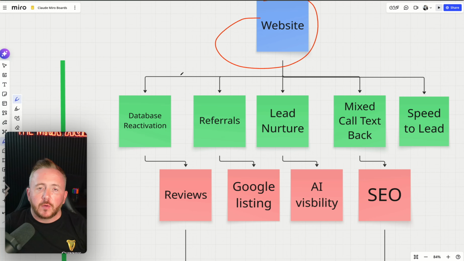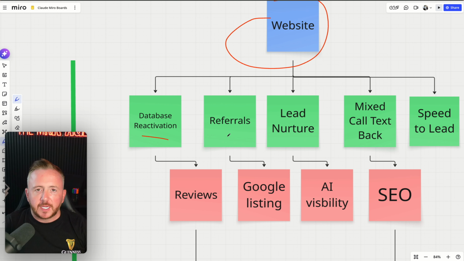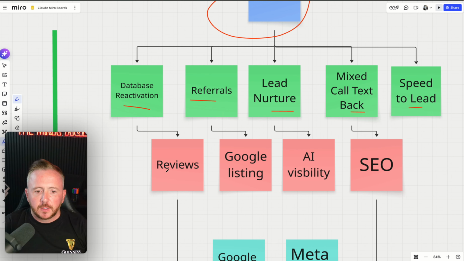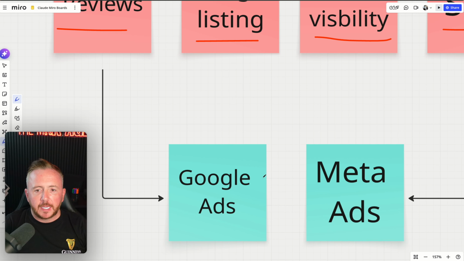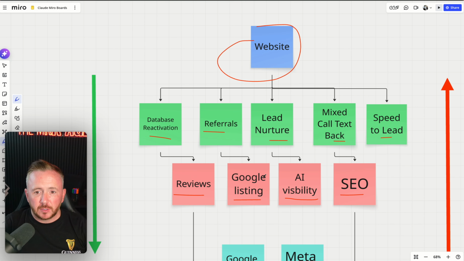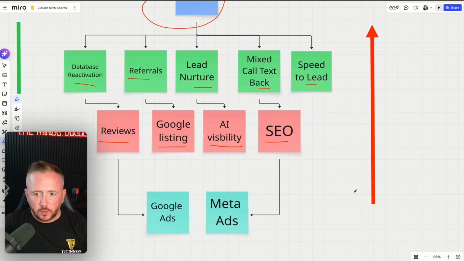Moving on from that, obviously getting cited in ChatGPT, having all of this in place, like your database reactivations, your referrals, your lead nurture, missed call text back, speed to lead, then your reviews, your Google listing, turns into AI visibility, SEO, and then obviously if you're running Google or Meta ads. This is the service business playbook, quite literally. But if you look here, it's from the top down, it's not from the bottom up.